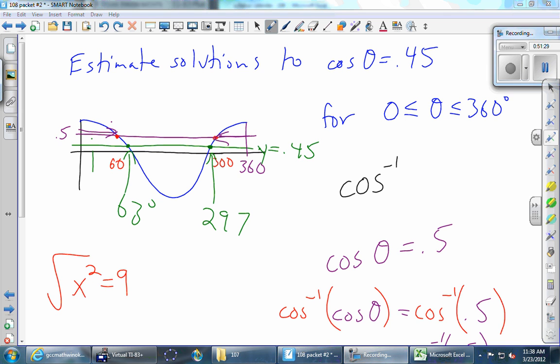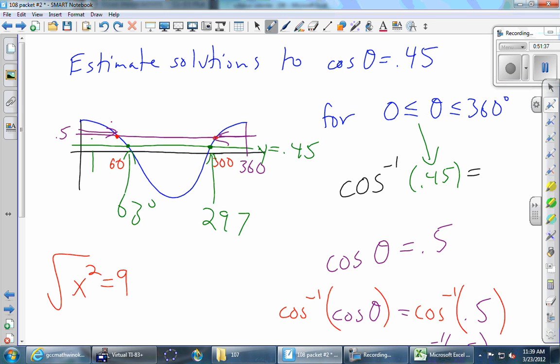At this point, we're taking the inverse cosine of 0.45. The calculator is only allowed to give you one answer. What answer does it give you? 63, let's say about 63.3. Okay, so that's the first answer. Our estimate was pretty good.